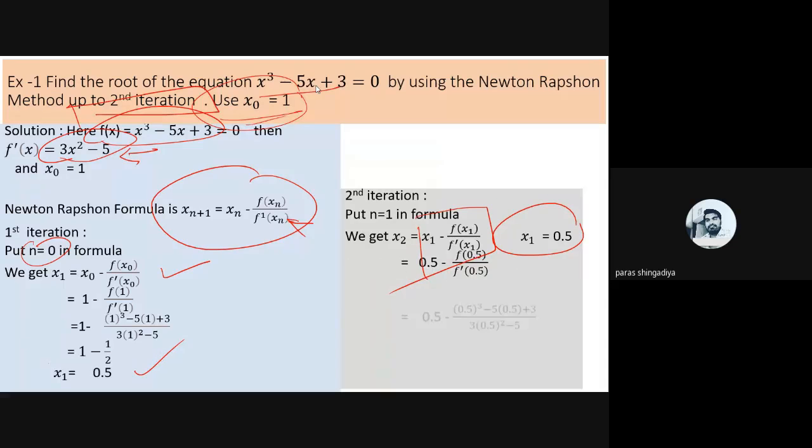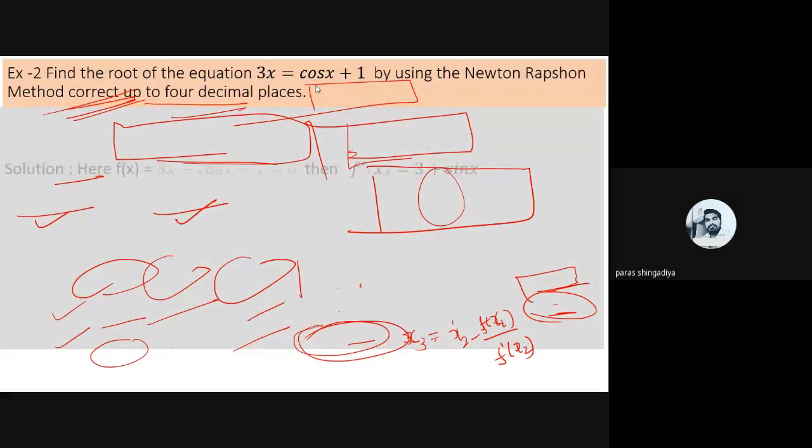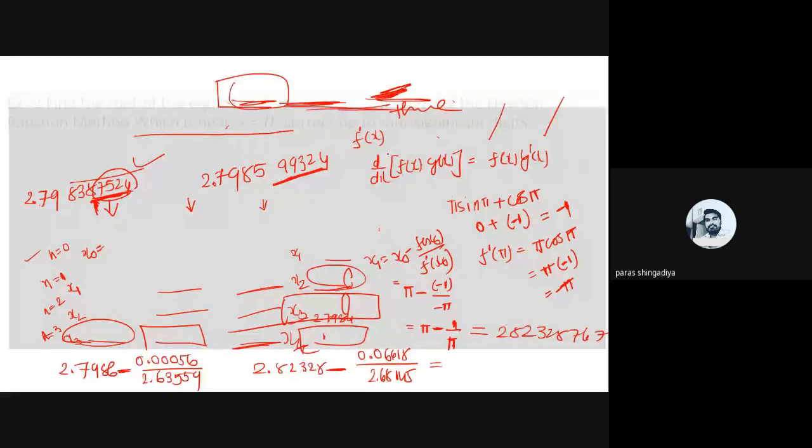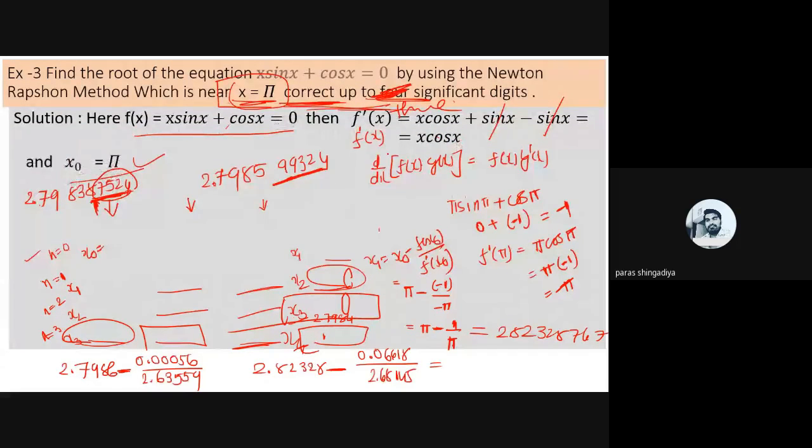And in the second example, x0 is not given. Now read example number 2. The x0 is not given in this example. So in this case we'll use this trick. We'll use these conditions to predict a and b first, where f of a is negative and f of b should be positive, and then we'll consider their average value as the value of x0. If it is not given, we'll use this process to get x0. But if it is given in the question, then you can use this value to predict x1.